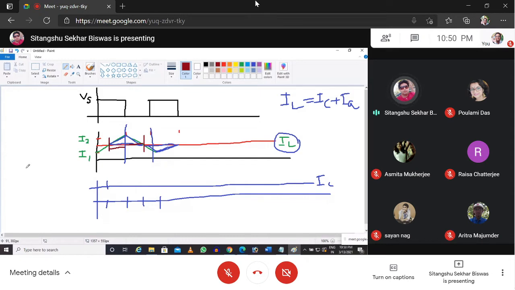Duty cycle, if D is the duty cycle, is basically the fraction, the percentage of on time. That means T1 by T. So basically T1 is equal to duty cycle into T, and T2 is T minus T1. Correct? So this total is T, this minus T1. That means (1 minus D) into T.